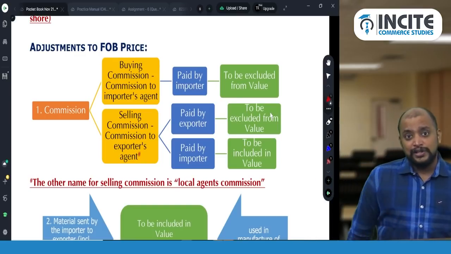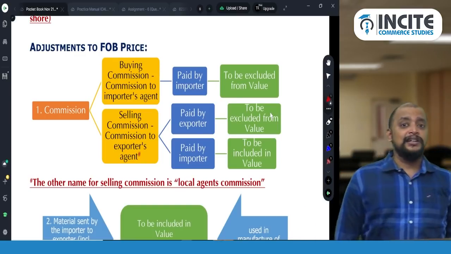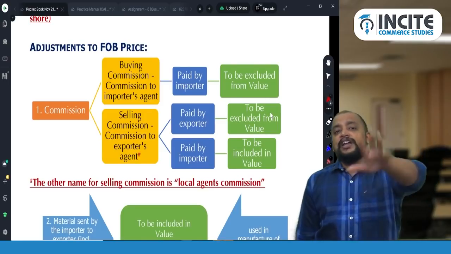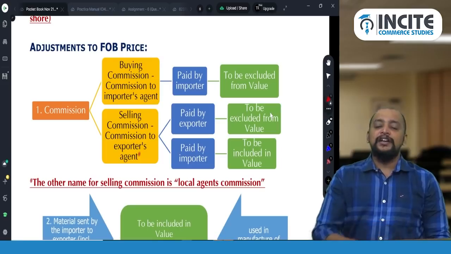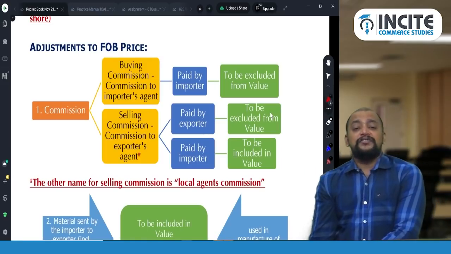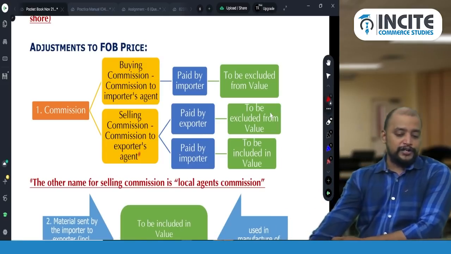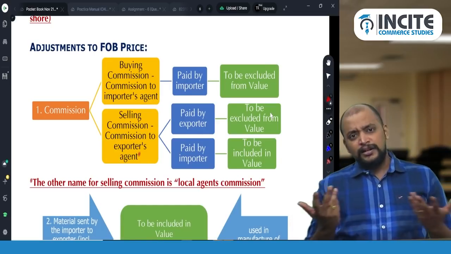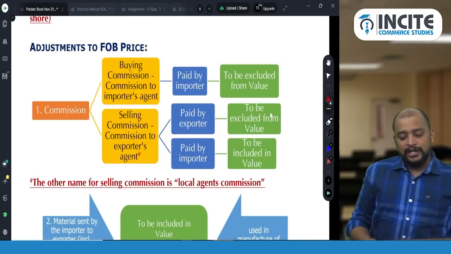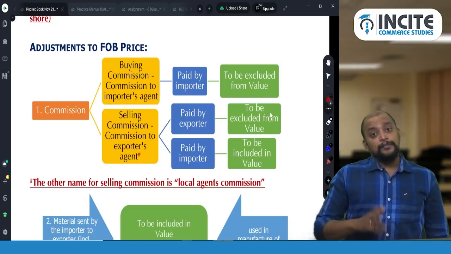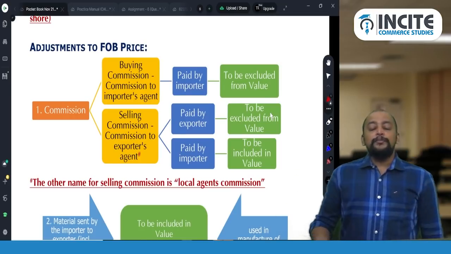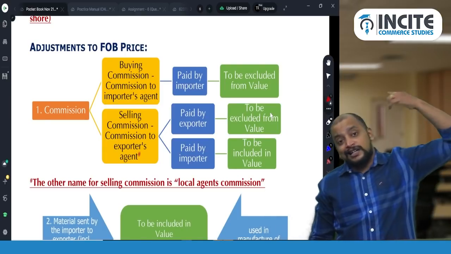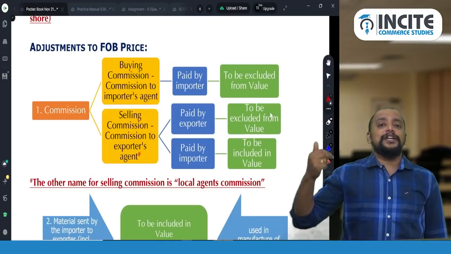Suppose it is a selling commission. What is selling commission? Commission paid by the exporter to his agent. Now if the importer is paying that commission, definitely you include it, because actually who should pay that money? The exporter should pay, but who is paying? The importer is paying. So selling commission you need to include. But if it is buying commission, don't include. Understood or not? Buying commission, that is commission to the importer's agent paid by the importer, will never come. And selling commission, that is commission to the exporter's agent paid by the exporter, will not come either. But where the problem is, the exporter's agent commission paid by the importer is an indirect consideration to the exporter, so that should be included in the value.